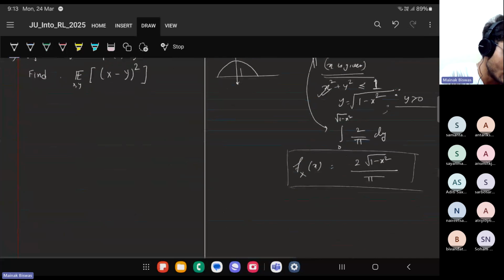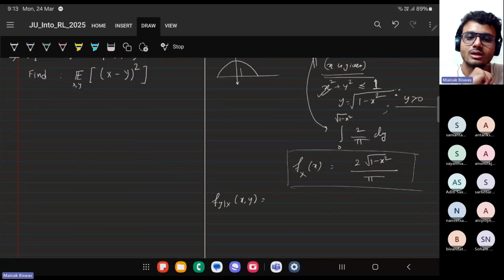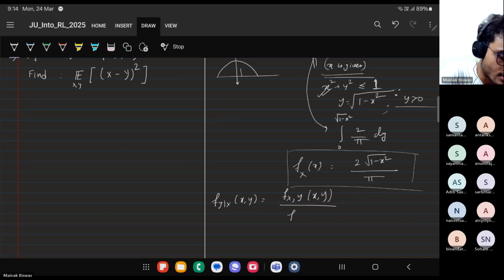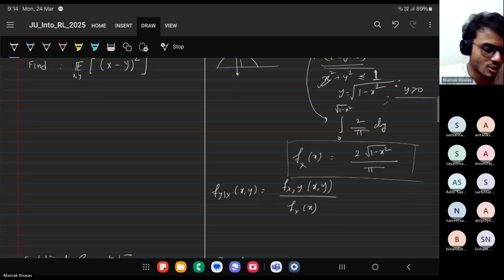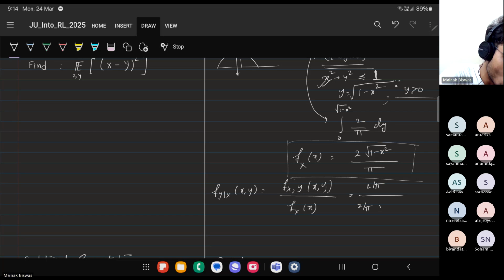Next, you have to find out the conditional distribution of y given x. So you have to find f of y given x. What is this going to be? What is the formula of the conditional we just derived? The joint by the marginal. Yes or no? Yes. So the numerator is 2 by pi and the denominator is 2 by pi into root of 1 minus x square. This is equal to 1 by root of 1 minus x square.